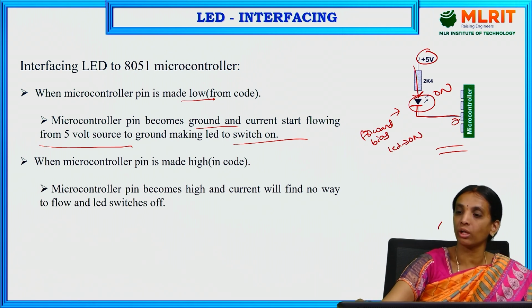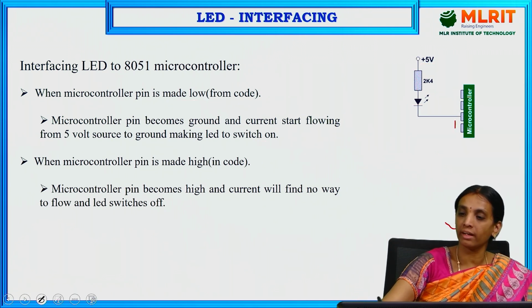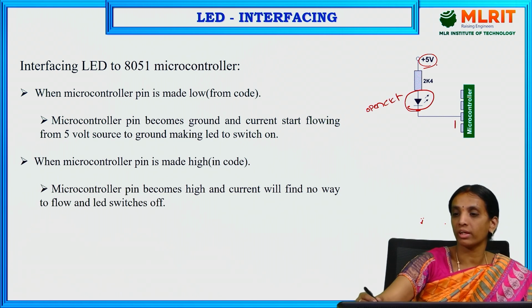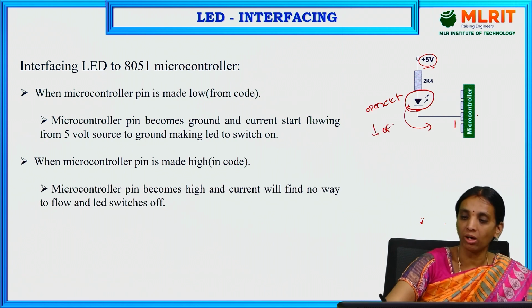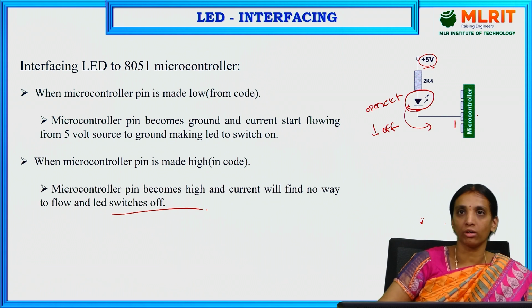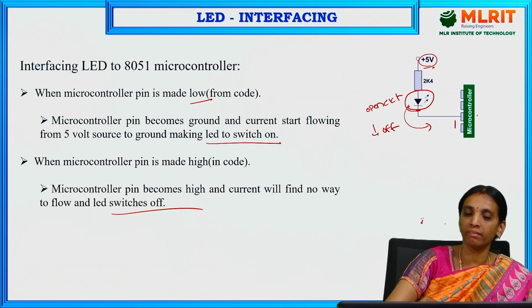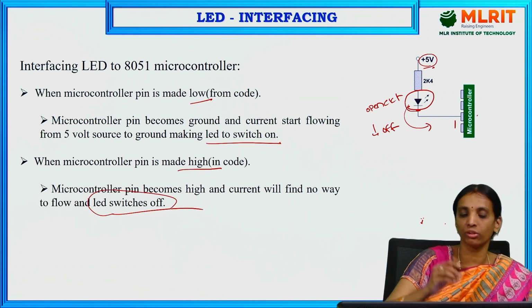And when the microcontroller pin is 1, which indicates high voltage, the high voltage applied to the cathode means it is reverse biased, and when reverse biased, the diode is open circuited. Therefore the 5 volts applied to the anode will not move to the microcontroller, so the LED goes to the off state and will not light. So when the microcontroller pin is low, it switches on the LED. When the microcontroller pin is made high, it switches off the LED.